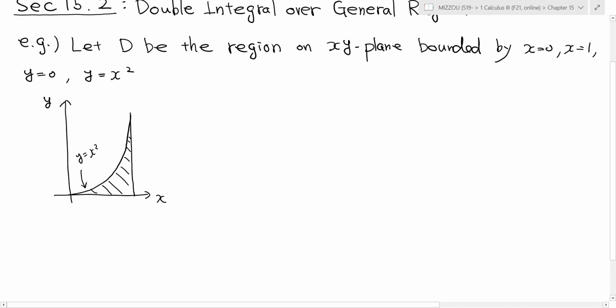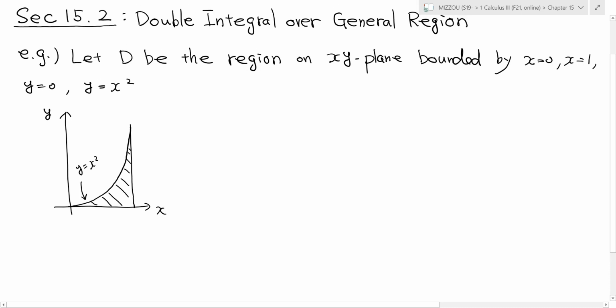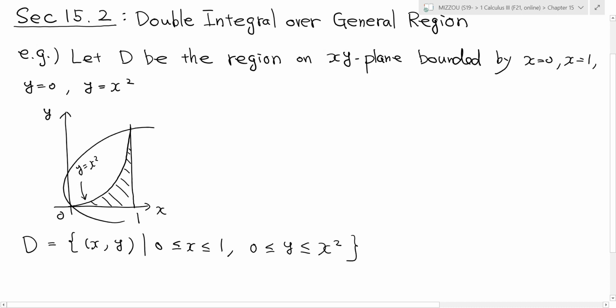Okay, and then by using the set notation, this is written as this. Remember the set notation? So D is equal to the set of all points xy such that x is between 0 and 1, and y is between 0 and x squared. The region described in this way is this region.